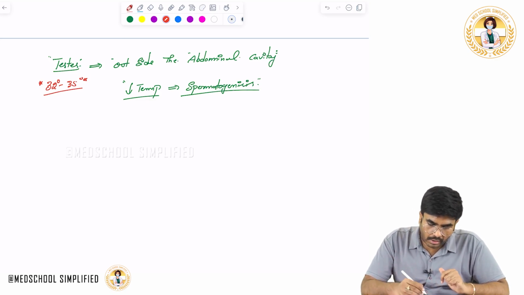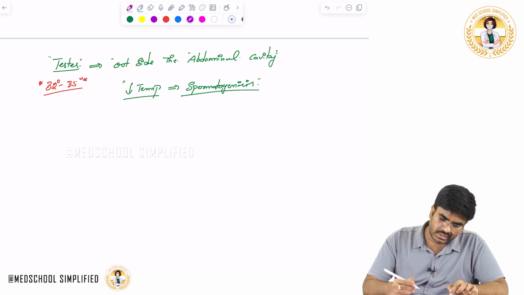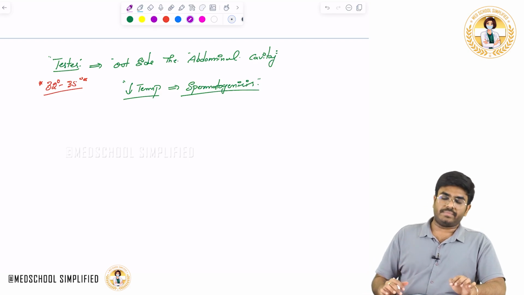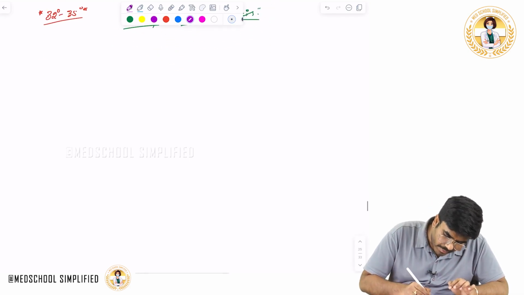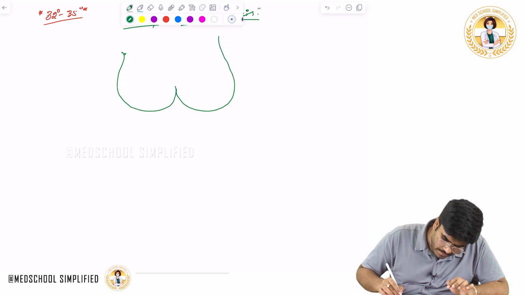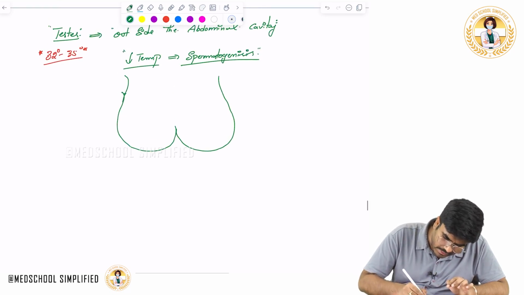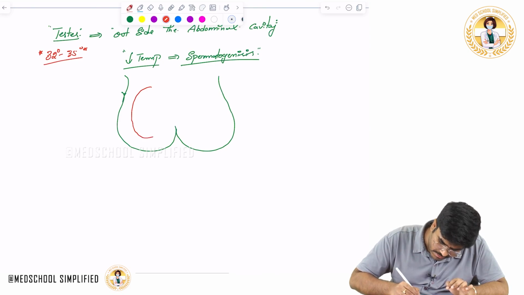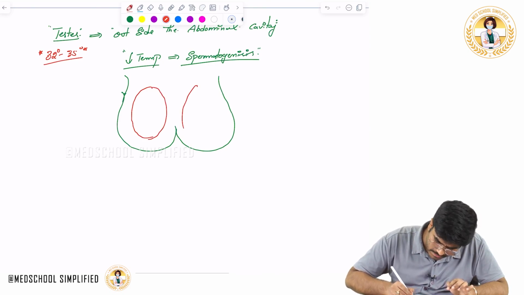Now, how is the temperature regulated? How is this heat regulated? For example, let's draw the scrotum. Let me show you. If this is the scrotum, here are the testes. Here is one testis, here is the other testis.